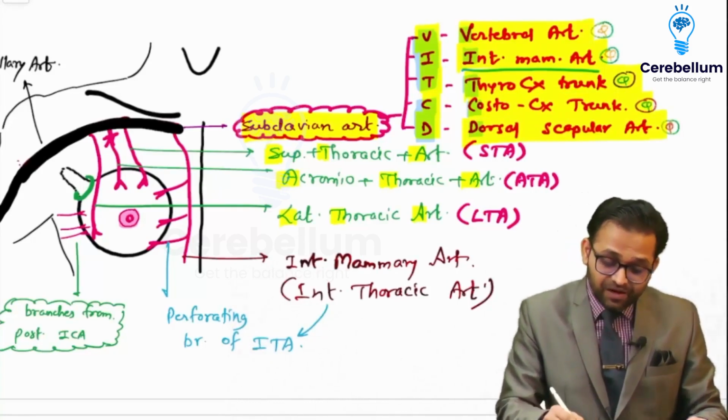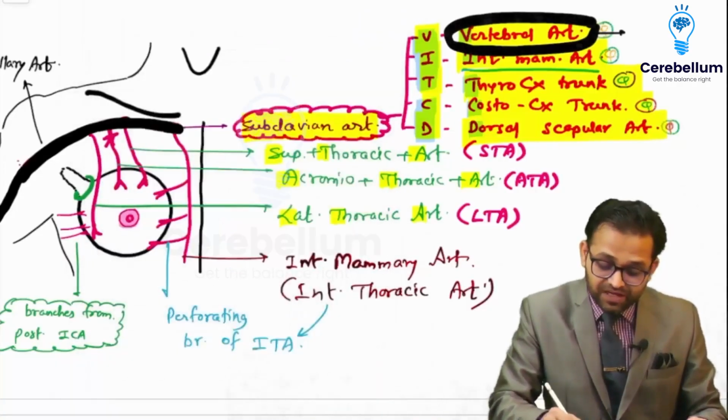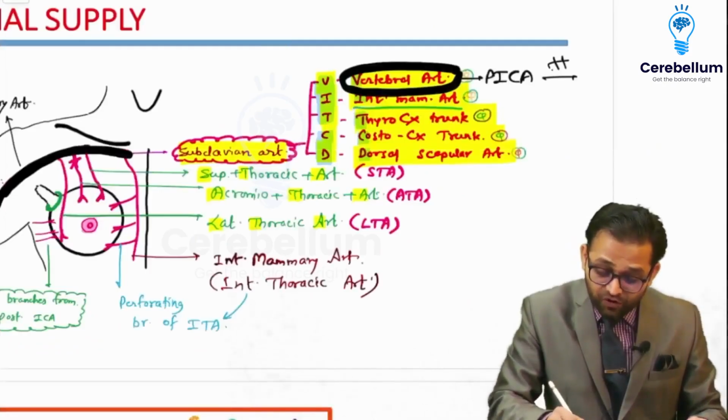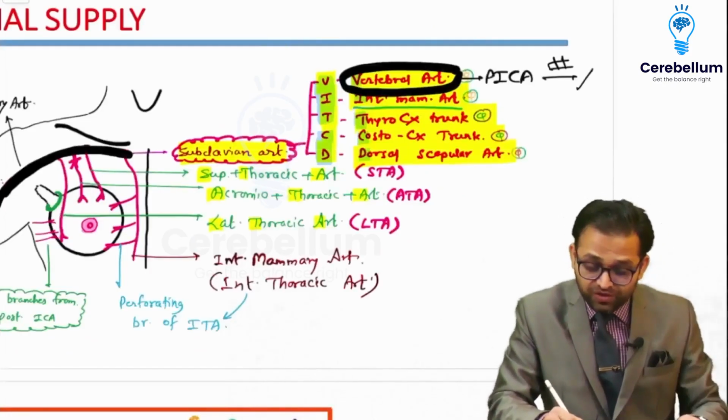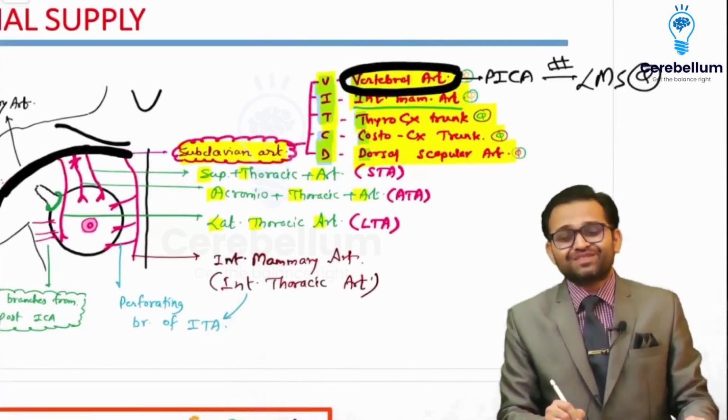Later in the clinical part, I will teach you about this vertebral artery. Yes, it gives one branch, that is the posterior inferior cerebellar artery. So if this artery is involved, there is PICA syndrome, which is also known as lateral medullary syndrome, also known as Wallenberg syndrome, for NEET PG.